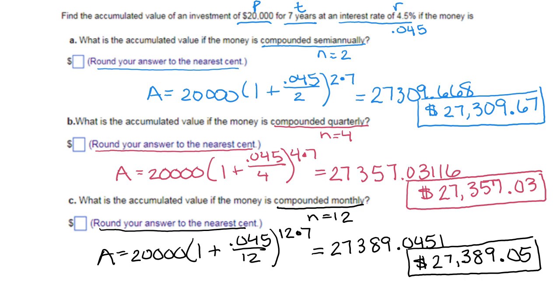So even though it's subtle, if you look at the fact that as you increase the number of compoundings a year, we went from twice a year to 4 times a year to 12 times a year for compounding. You can see that the amount slowly increases. 27,309, 27,357, 27,389. So you can see that it's slowly increasing, but it is increasing. So the more compoundings you have per year, the higher the future value.